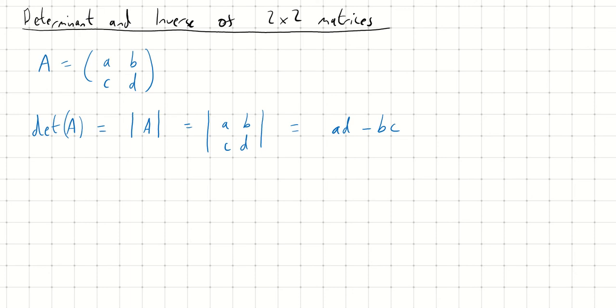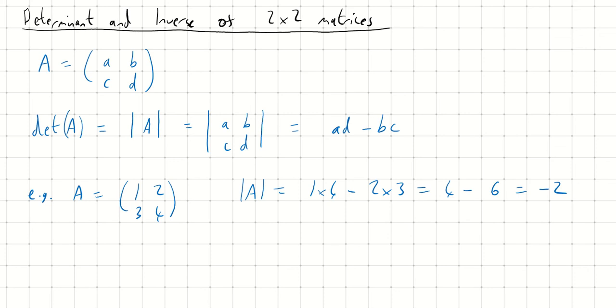diagonal. So here's a simple example. E.g., if A equals 1, 2, 3, 4, then det A is equal to, well, the ad elements is 1 times 4, and the bc elements is 2 times 3. We subtract 2 times 3. So this is 4 minus 6, which is minus 2. Okay, fairly straightforward. Let's just do another one.